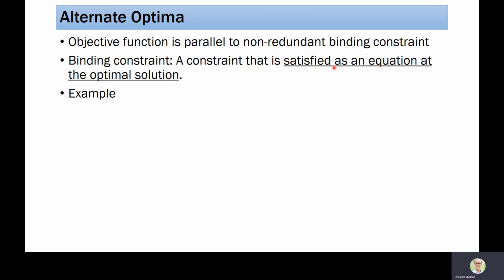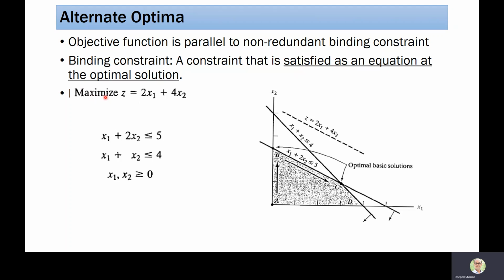I'm repeating again. Any constraint which is satisfied as an equation at the optimal solution means that the associated slack or surplus variable is 0 for that particular constraint. Let us understand this case with an example. We want to maximize, and we have two constraints. Now, if we draw this, we get constraint 1 and constraint 2 here.